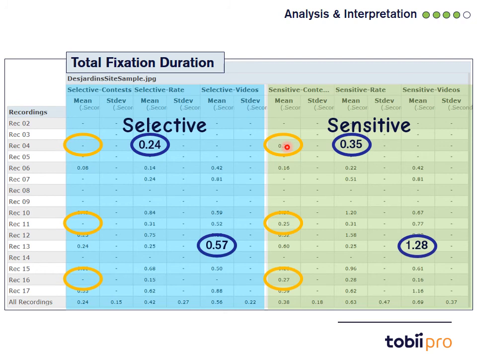In a more subtle situation, you could have a reduction in something that is a durational based measure, such as total fixation duration, where there is data in both of these cells, in both of these sets of AOIs, both the selective and the sensitive. However, you go from 0.35 to 0.24 seconds of total dwell time, and that could affect the findings of your study. Let's take a look at just one more example.